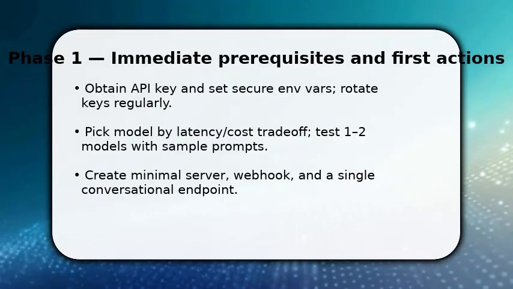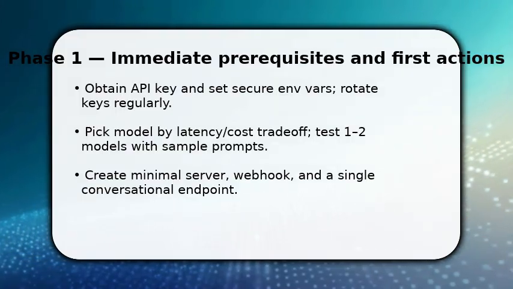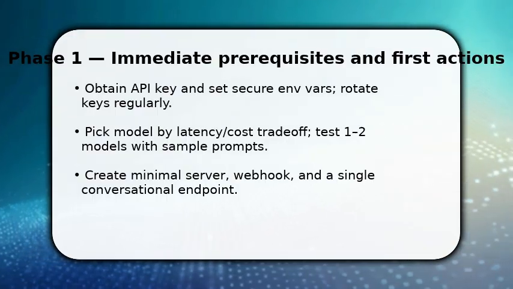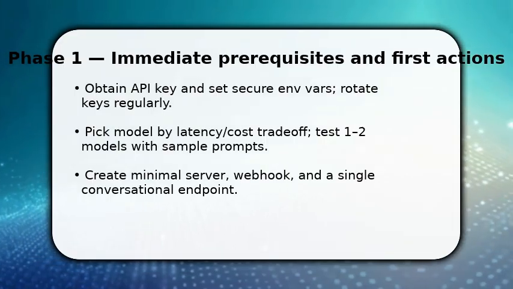You begin by securing an API key and placing it in environment variables so your app can call the model safely. Next, choose a model based on latency, cost, and capability. Test two options with the same prompt to compare.